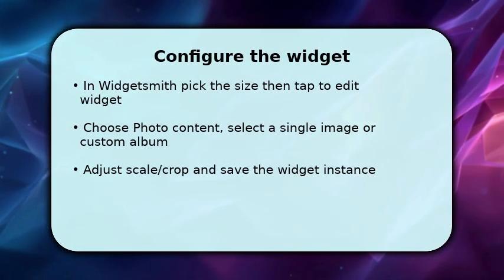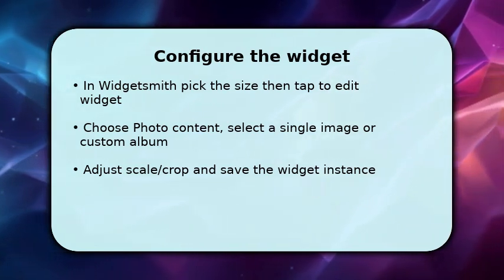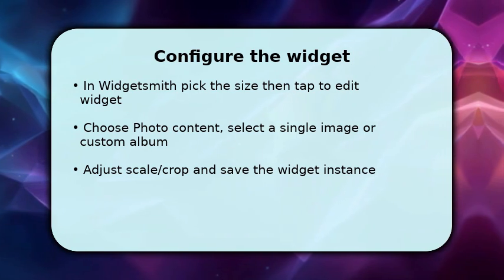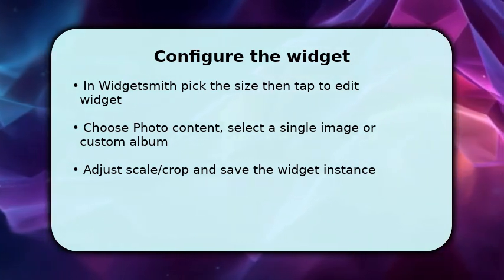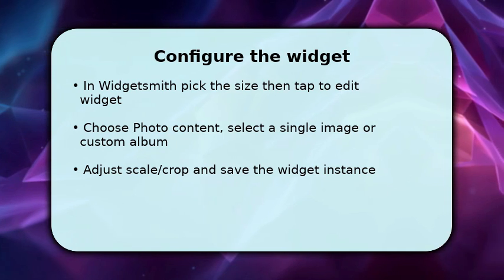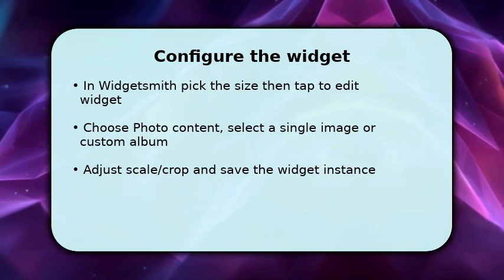Now you'll configure the widget instance. Open the app, select the size you created, and tap Edit. Choose the photo option and then pick either a single image or a custom album. Selecting a single photo locks that image in place. Adjust the scale and alignment so the subject isn't cropped awkwardly, and save the widget instance with a clear name.